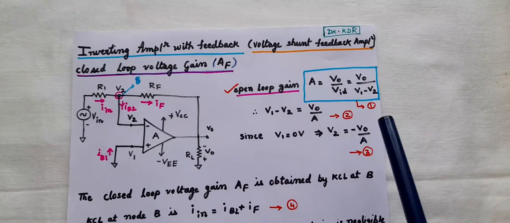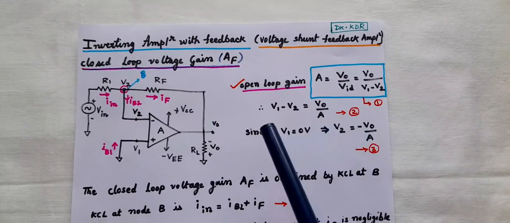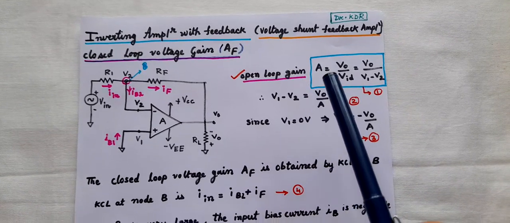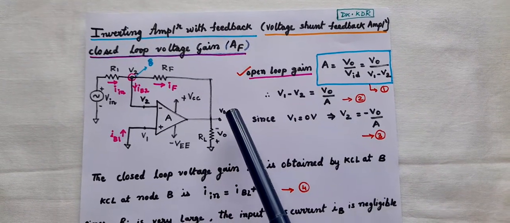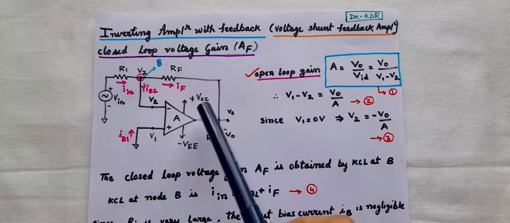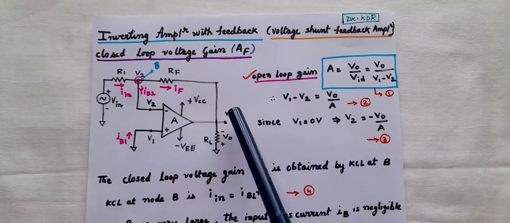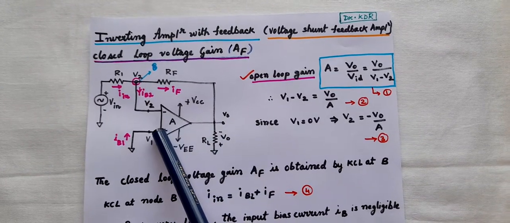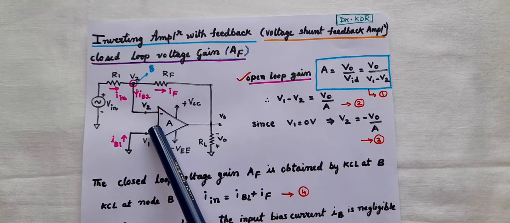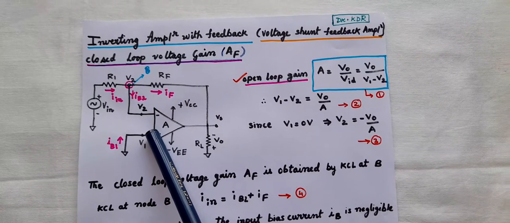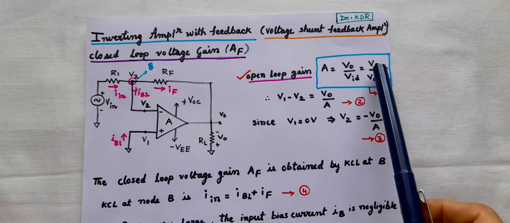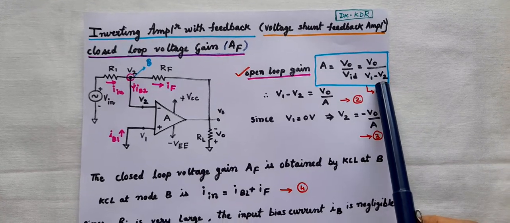What is open loop gain? We have two equations, one is open loop gain and the other is closed loop gain. What is open loop gain? Gain is output by input. What is the output here? V0. What is the input here? VID, that is the difference input voltage as we have seen in the previous class. What is VID? VID is written as V1 minus V2.